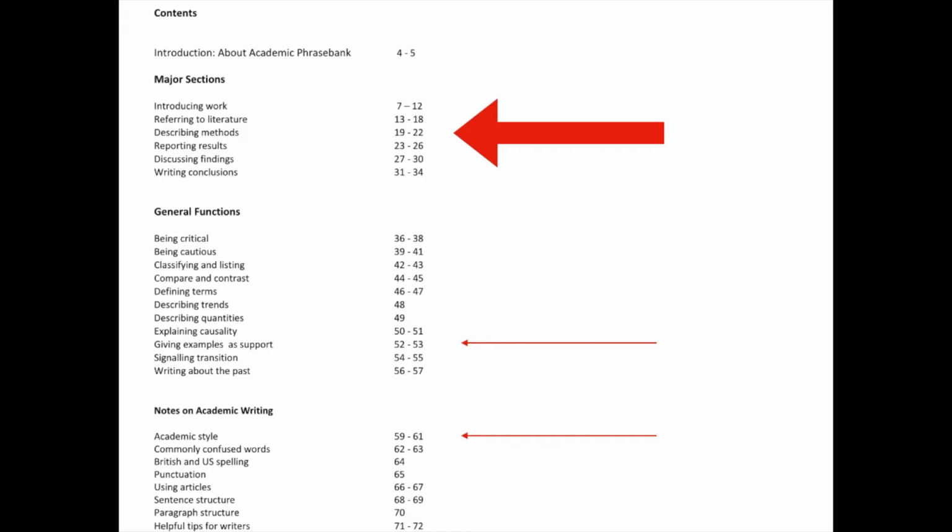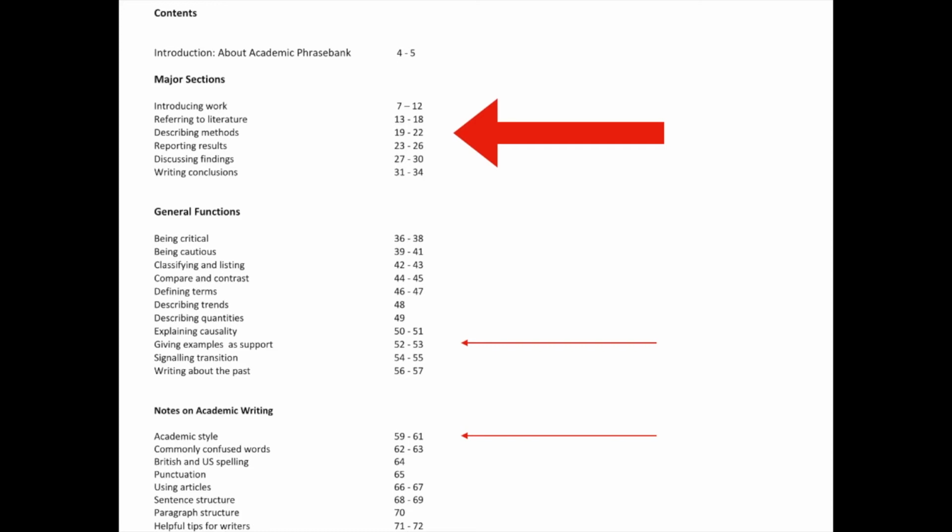So that's section 1. Section 2, under general functions, giving examples of support, is really important. There are some useful patterns there. And just as a review, the third section, academic style, is a good review before you start writing, on the rules of the English that you can use in your senior thesis.